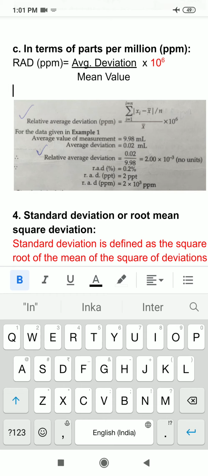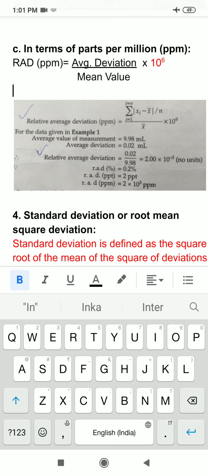So now I told you that I can express relative average deviation in terms of percentage, in terms of parts per thousand, as well as parts per million. So relative average deviation comes out with me is 2 into 10 to the power minus 3. Now if I wish to write it in terms of percentage, then I will multiply 2 into 10 to the power minus 3 by 100.